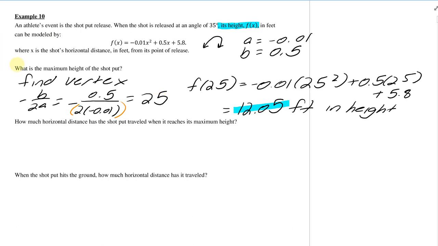Okay, now it says how much horizontal distance has the shot put traveled when it reaches its maximum height. So remember, x is the shot's horizontal distance, so that would be this part that we found here from the vertex. So thankfully we don't have to do anything for this. This will just be 25 feet.